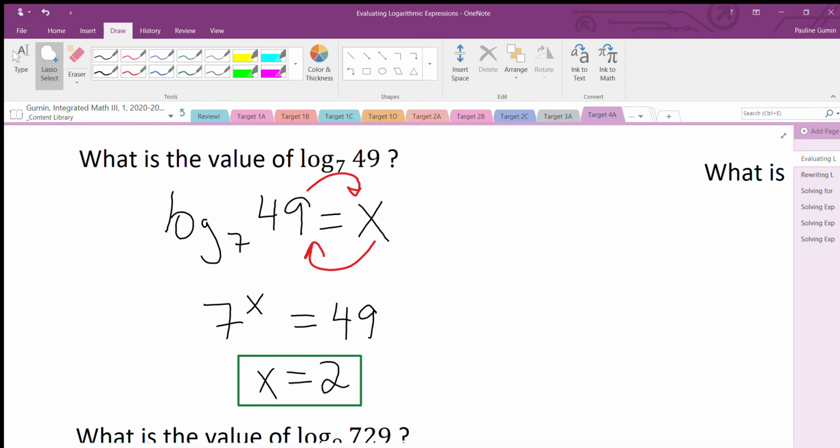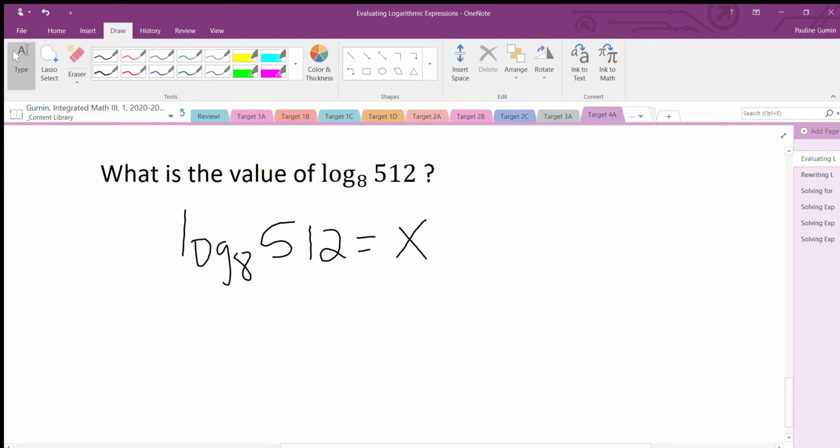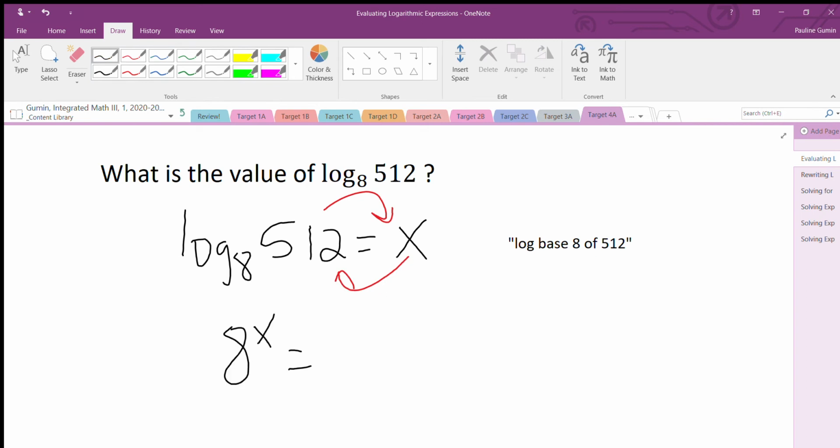All right, let's do another. What is log base 8 of 512? First, I'm going to rewrite this as an equation. Now, of course, you have the option of going log base 8 of 512 into Google and get your answer. Or, let's practice rewriting this. 8's still our base, and then we're going to do clockwise. So we have 8 to the power of x equals 512.